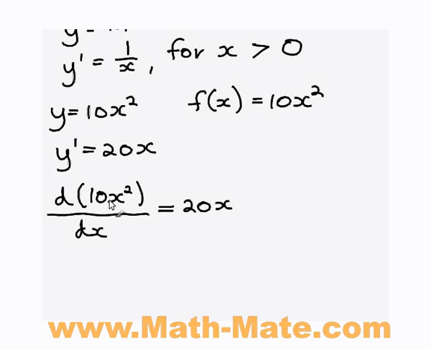So there I've got the mouse over the 10x squared, and on the bottom you've got the dx. Now, say we wanted to write the derivative from an f of x perspective, well, you just need to add a dash. So like we went from a y to a y dash, we go from an f of x to an f dash x.